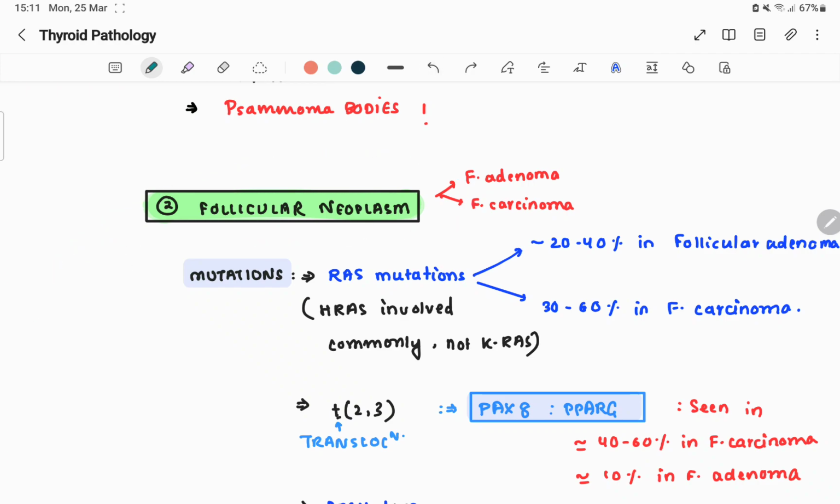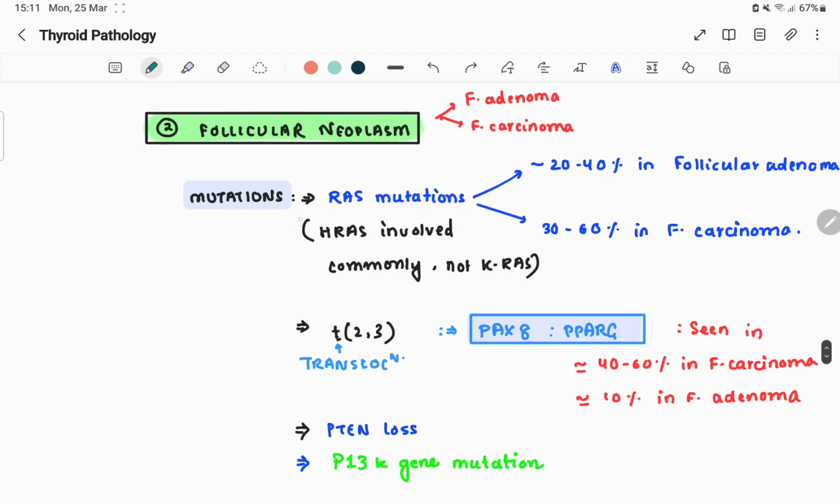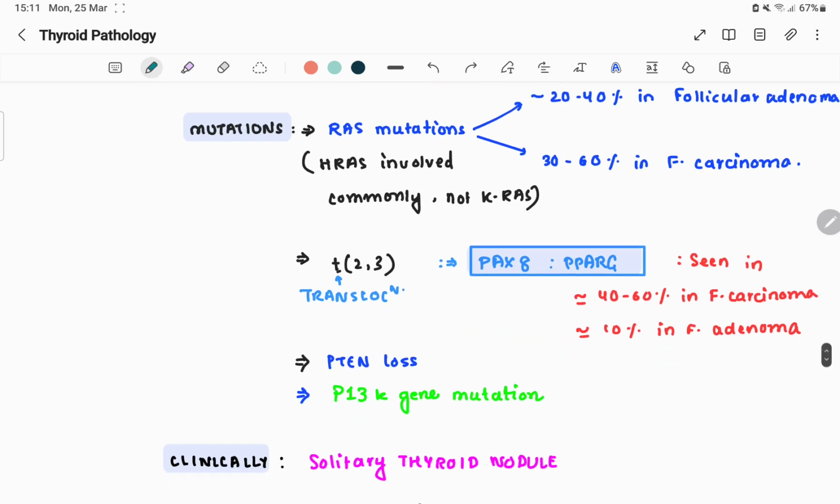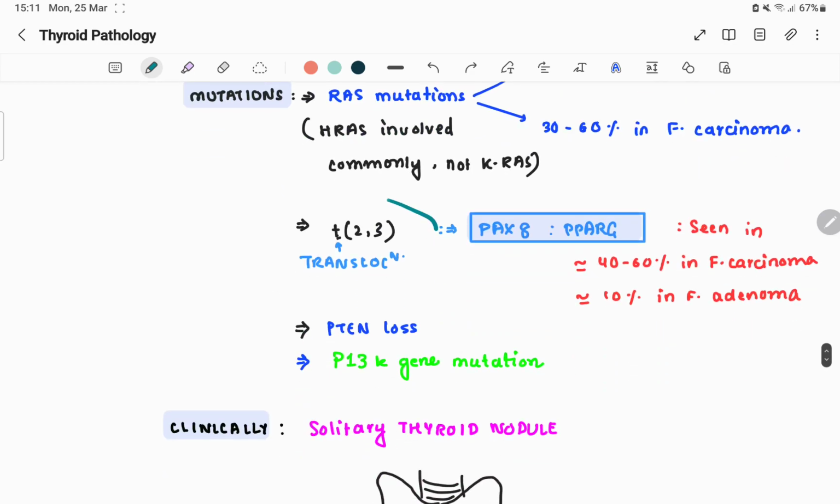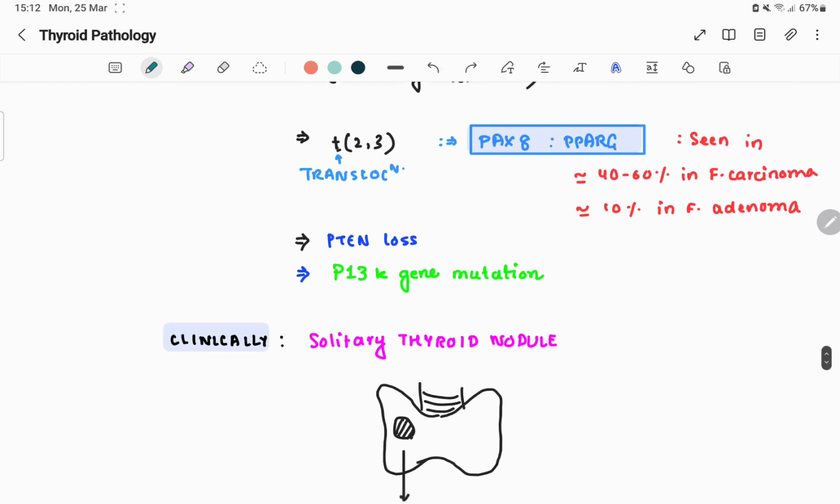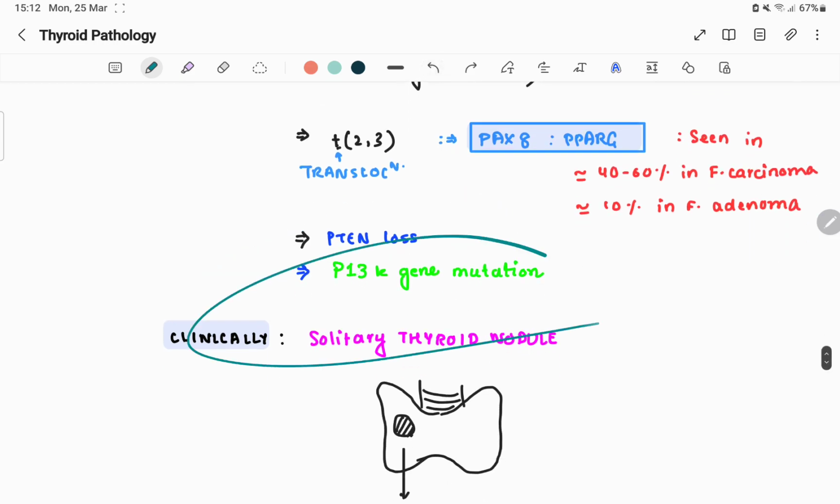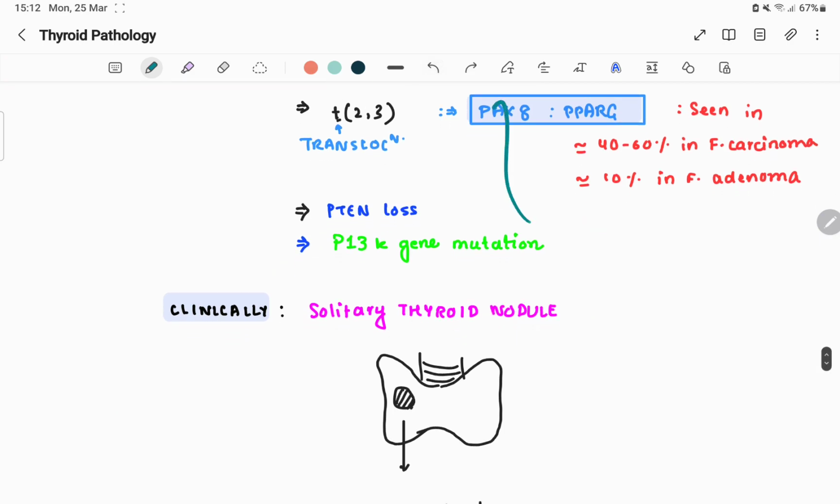Let's talk about follicular neoplasm, that is follicular adenoma and follicular carcinoma. Mutations will be RAS mutation. RAS mutation, you know, is poor prognosis: 20 to 40% in follicular adenoma, 30 to 60% in follicular carcinoma. And translocation 2;3 is there, PAX8-PPARG, seen in this much percentage. PTEN loss, or it may be PI3K gene mutation. It may be any one of them.